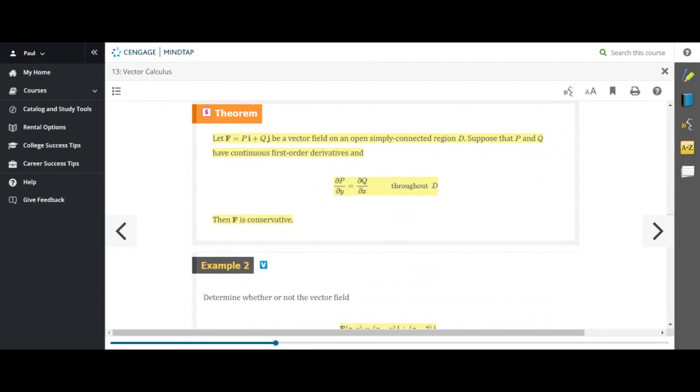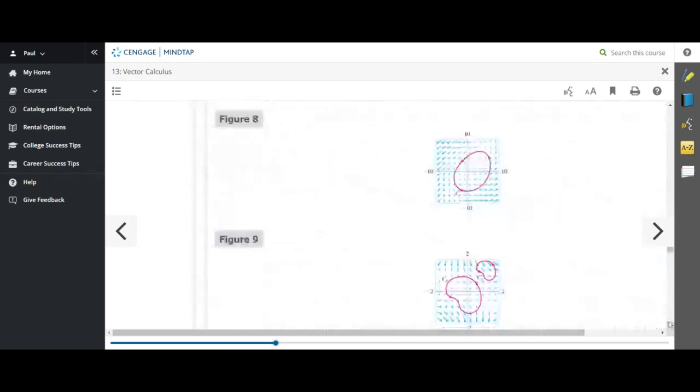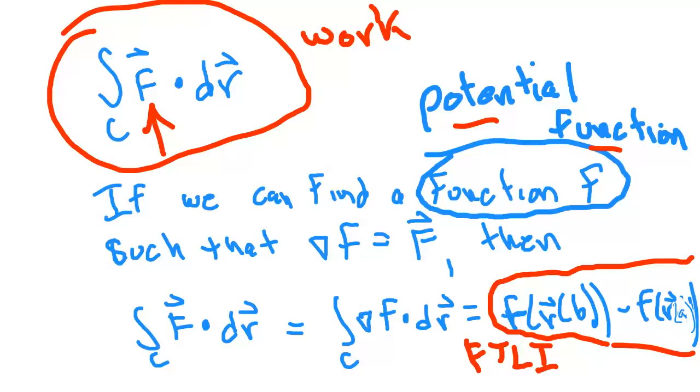Okay, and they have some pictures here. They have examples in the book, but look at figure 8 and figure 9 here. So look at figure 8, and you see that if you look at that closed space curve, if you pick a point on the space curve and you go from that point back to that point, in other words, what I'm trying to say is this.